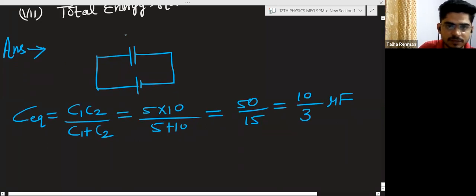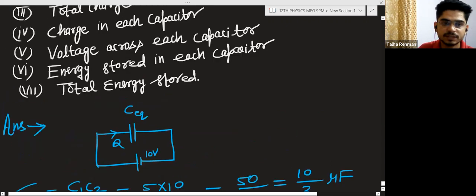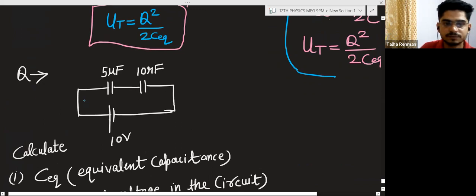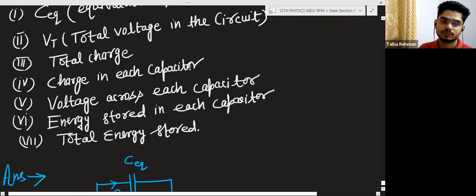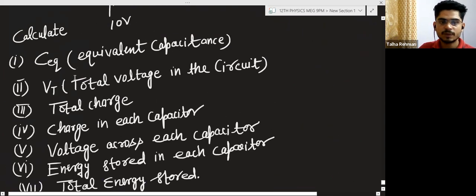Answer first is this C equivalent. And this is 10 volt. And charge is the same. Across each capacitor, the charge will remain the same. Charge here Q, here also the charge Q. But the potential is different. Here is potential V1 across this, here is potential V2. First question is solved.